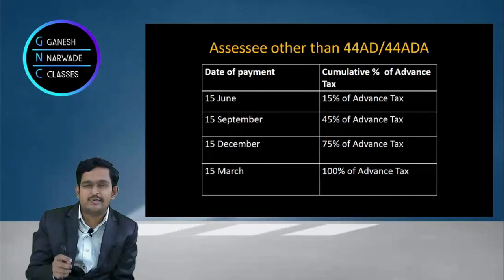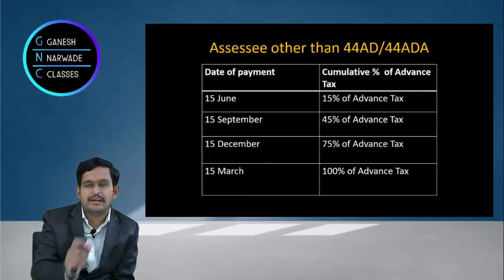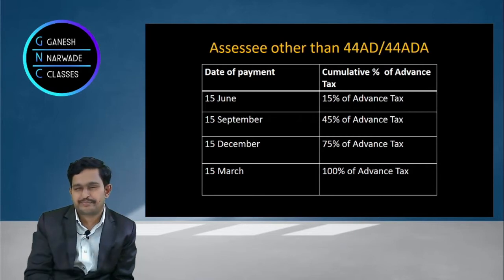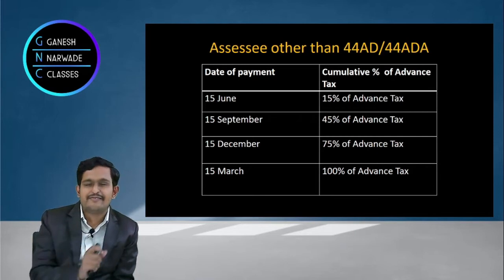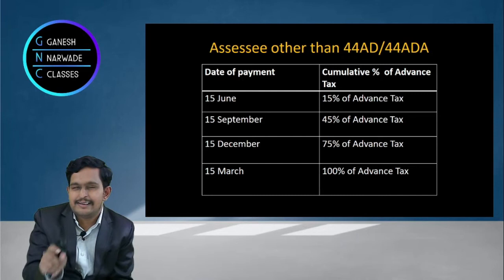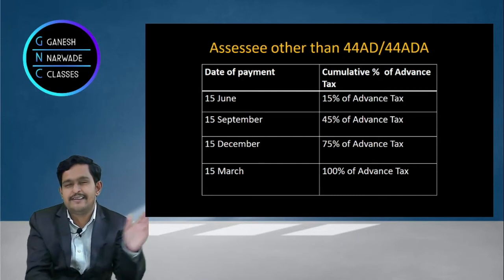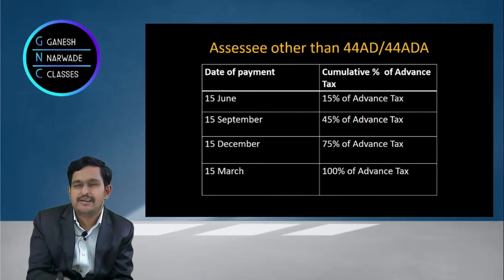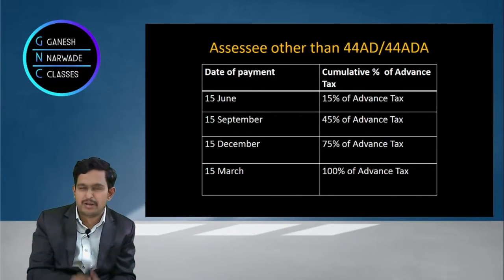Like till 15th June, 15% of the tax which you have to pay, that is 15% of your total advance tax, you have to pay. Okay. Till 15th September, 45%. Now this is not an additional 45%. In this 45%, 15 is included. So what is the extra you are paying till September 15th? Only 30%. बहुत बड़ा है वो भी, I understand, but still.